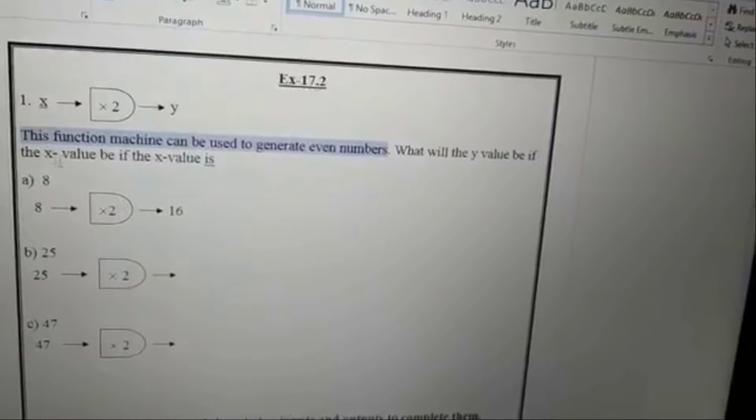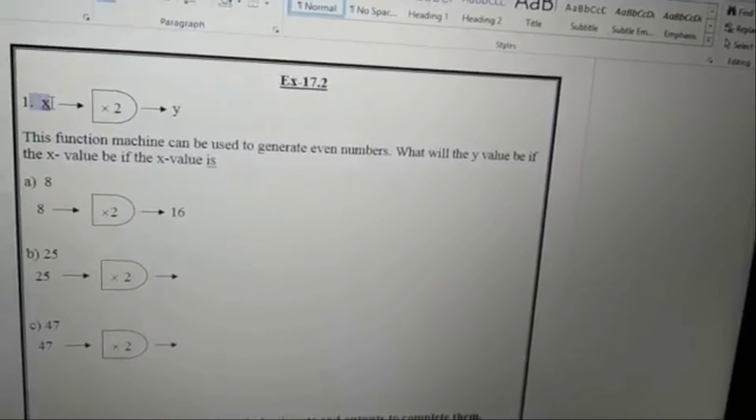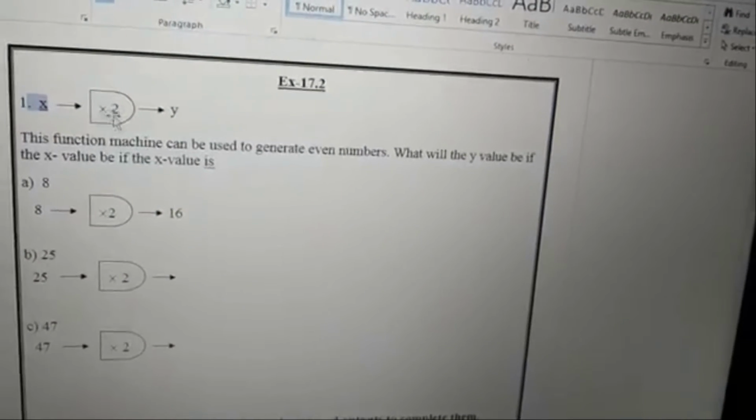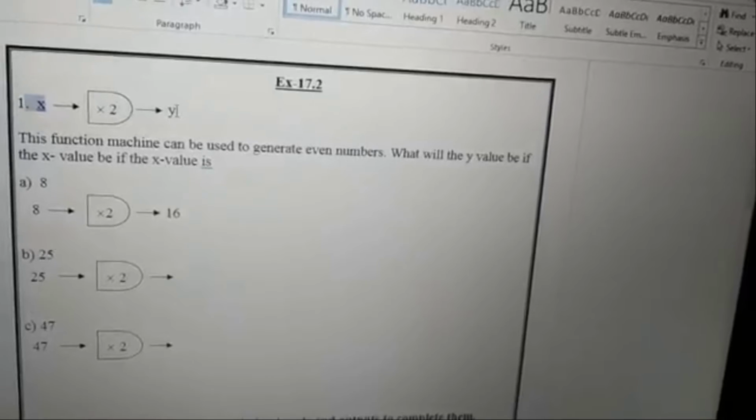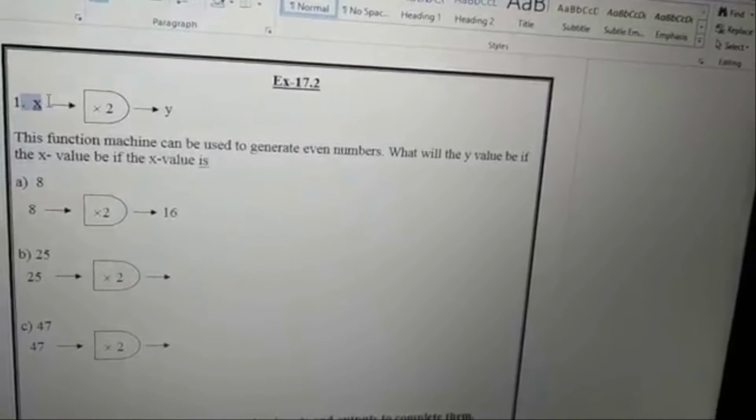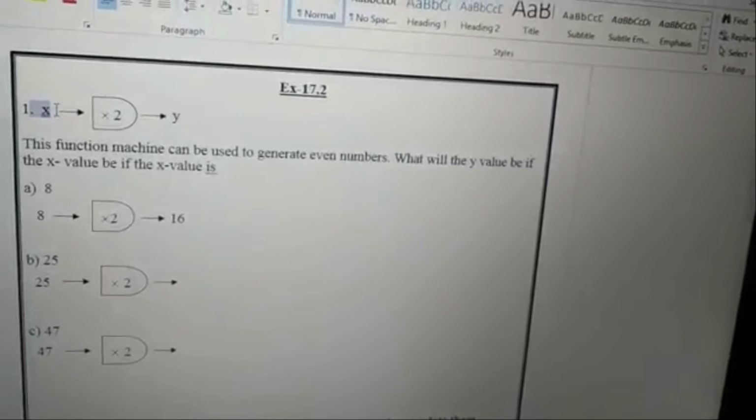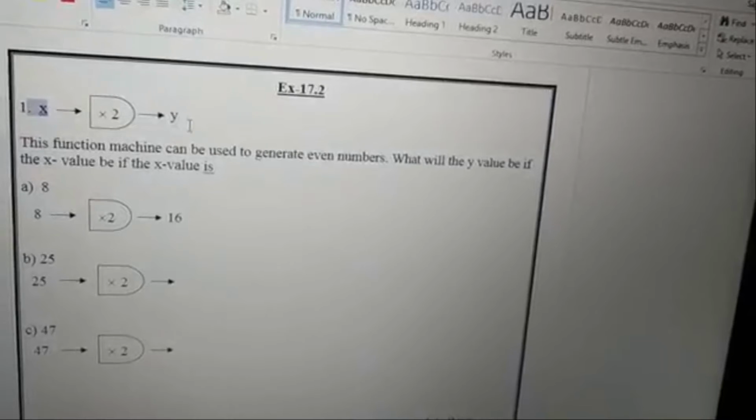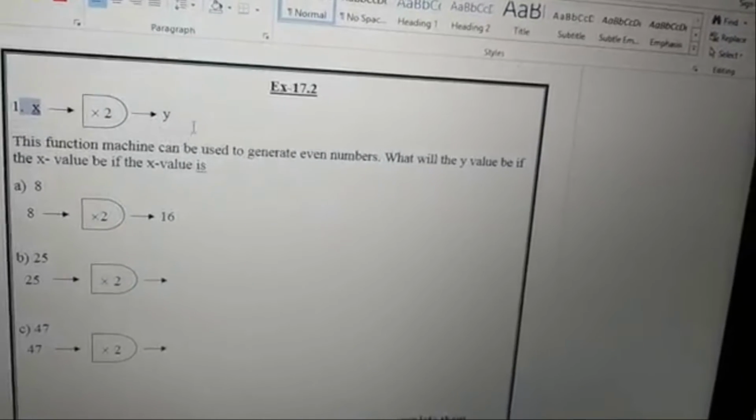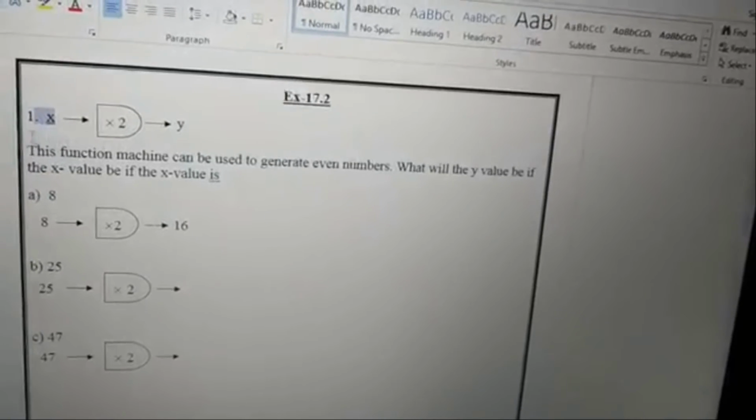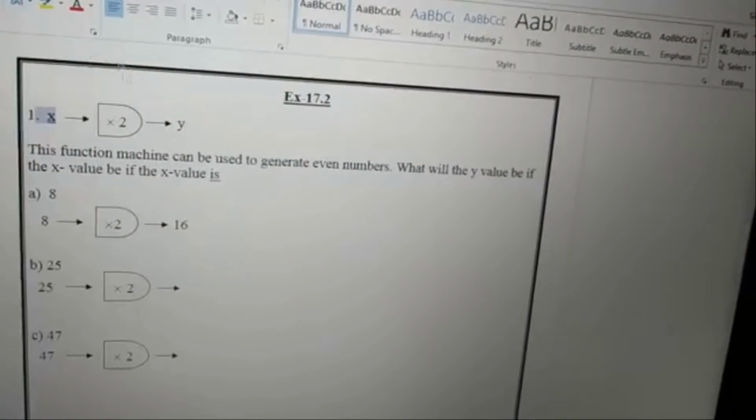Similarly, if we put an even number here, suppose 6, 6 is an even number, and if we multiply by 2, the output will be 12. 12 is an even number. So we can see that whether we give an even number in the input or an odd number in the input, we'll always get an even output. That's why this function machine can be used to generate even numbers.